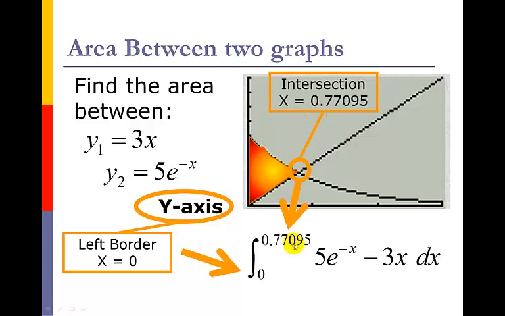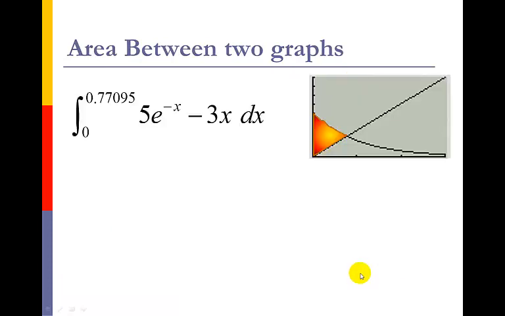I rounded off. Now, because of those two x values, we bring them in together, and those are our limits of integration. Our left side is 0. Our right side is 0.77095. Then our top function, and then minus our bottom function. And so there's our integral, all ready to go, set up to do the calculation. So now let's just crunch that out.